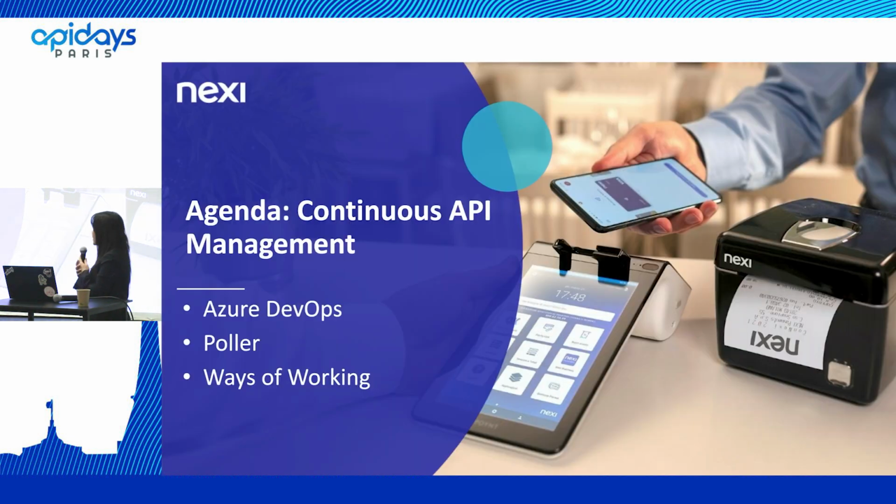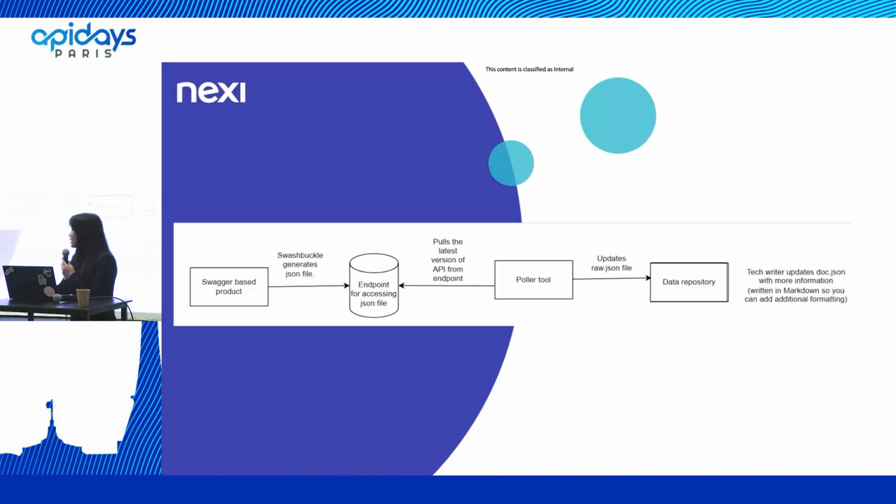So tying that back into my role and continuing with API management and how we have our workflows, I'll go into how we have our Azure DevOps environment set up, the Polar pipeline, and ways of working. The technical writers in my team have this pipeline called Polar. And this is pulling the latest version of the API from the endpoint, which is generated by Swashbuckle.